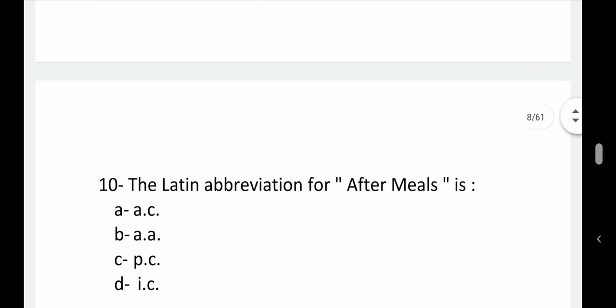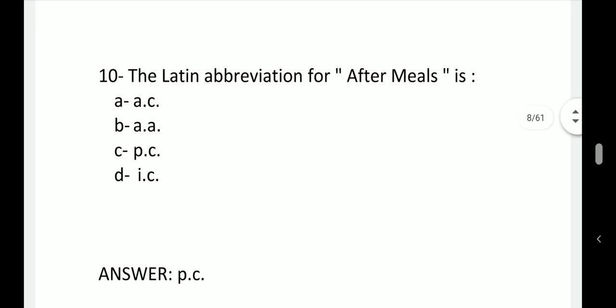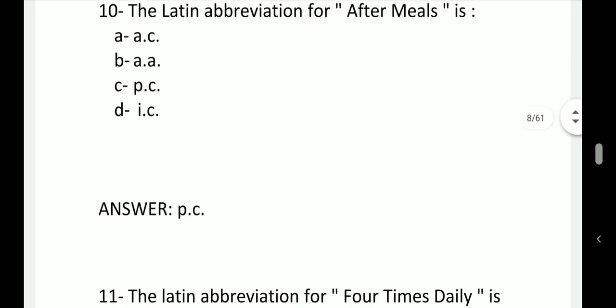Question number 10. The Latin abbreviation for after meals is option A, AC, option B, AA, option C, PC, option D, IC. Answer is option C, PC.